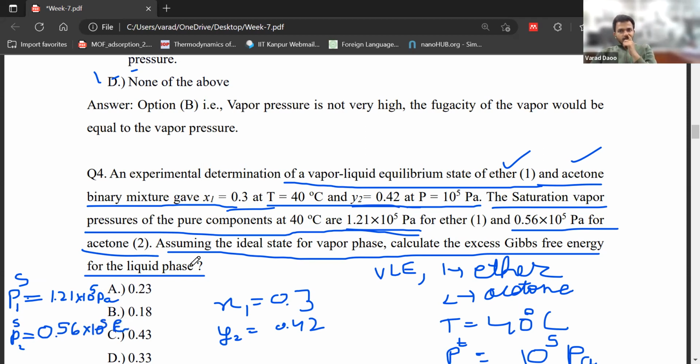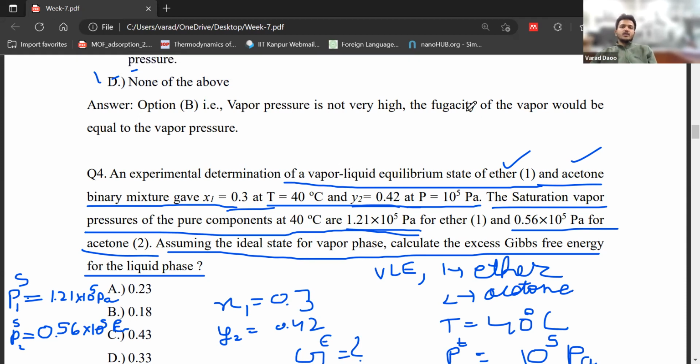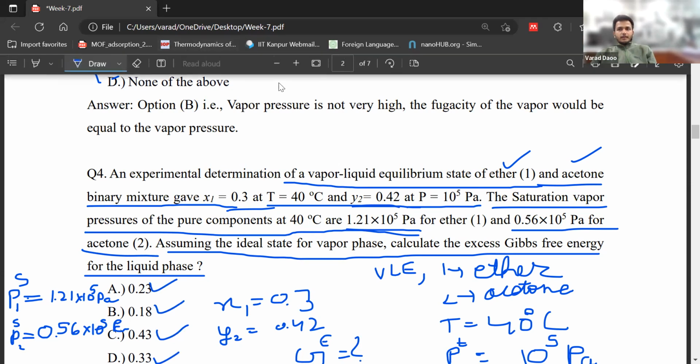And what we are asked to find is the excess Gibbs energy of the liquid phase, assuming that the vapor is ideal. So I'll give you a couple of minutes. I hope the question is clear to everyone. If you have any doubt, you can ask. Otherwise, the options are: 0.23, 0.18, 0.43, or 0.33. So I'll give you a couple of minutes to try the question.